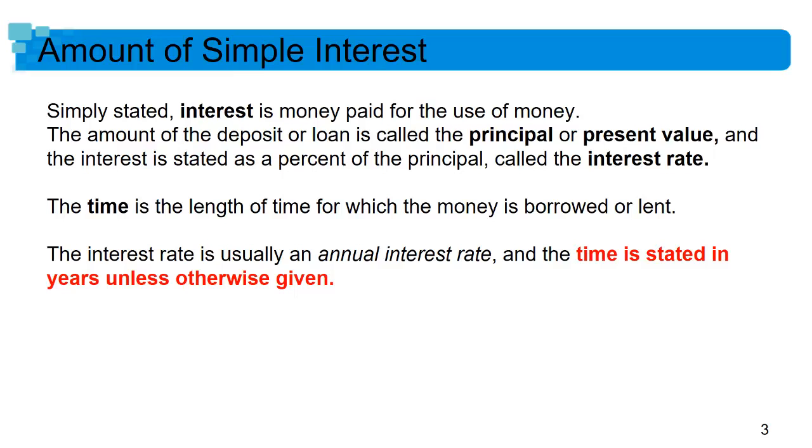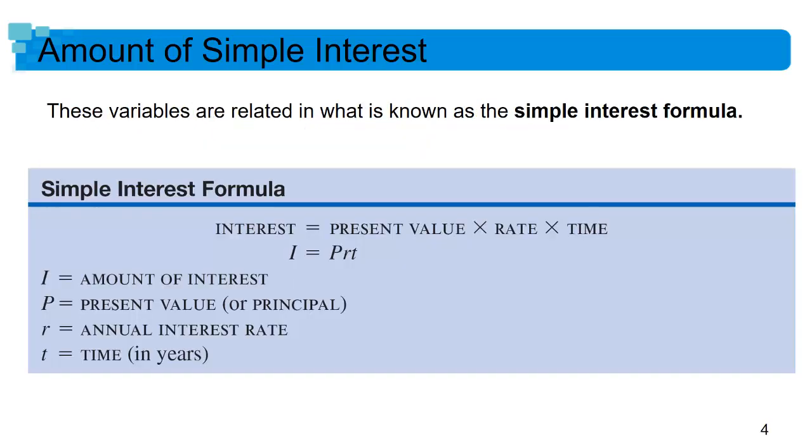And this is the biggie, this is the important thing. Unless told otherwise, always assume time is stated in years, right? So in all of our formulas that we're going to use to compute things, time is always in years. So if you're going to borrow something for 6 months, you're going to have to put in 0.5 for time, right? So here's our formula for basic simple interest, which again is only for learning purposes.